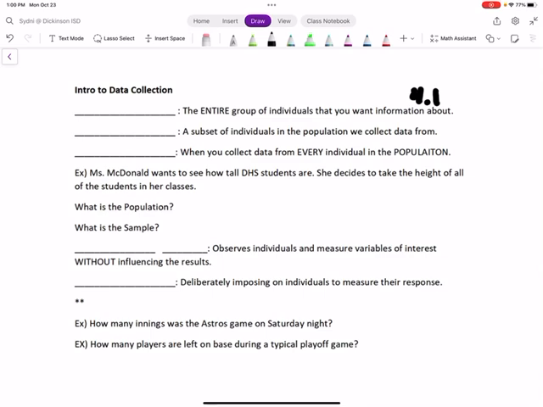So the first thing that we're looking at is called a population. A population is the entire group of individuals you want information about. So this is the entire group, and we're going to go over what that means in just a second.